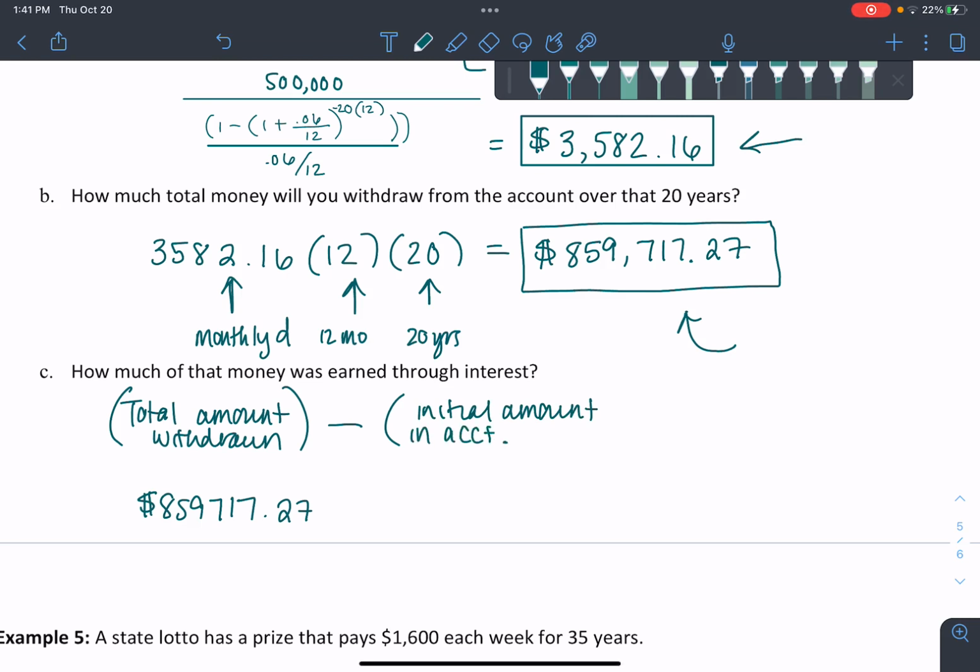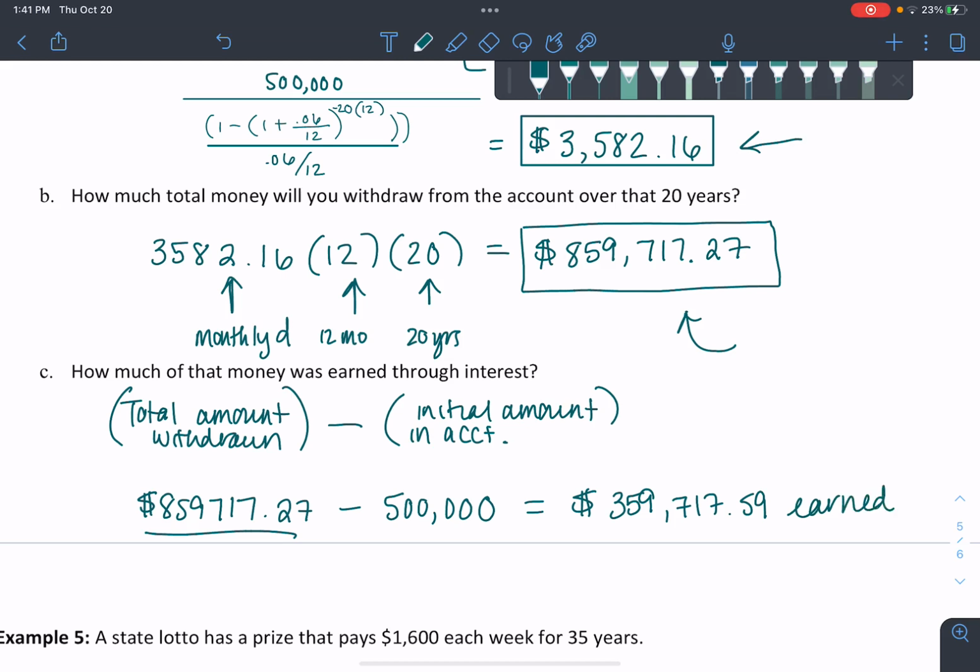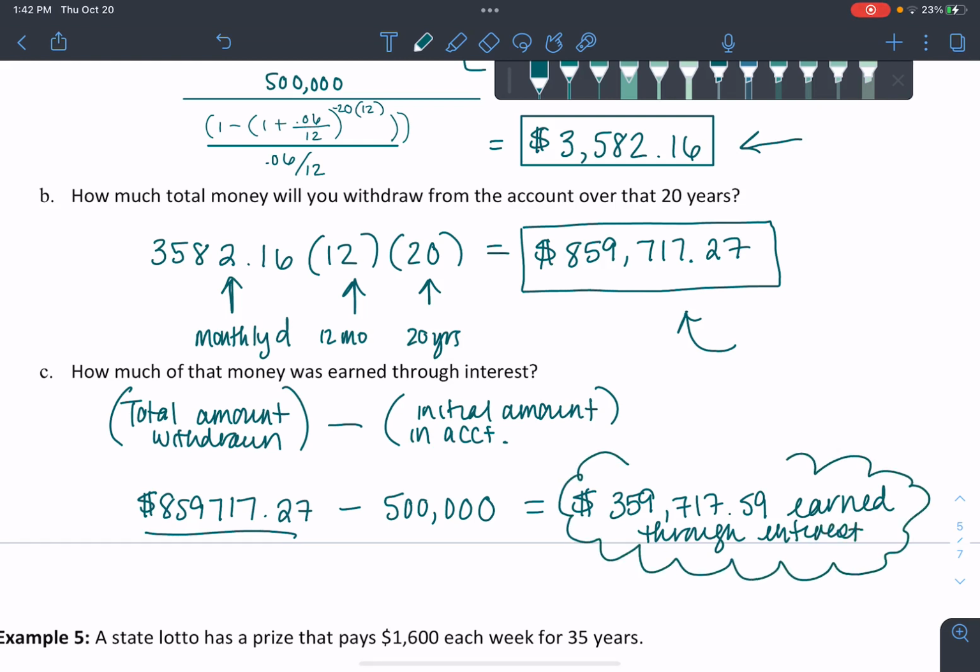Right? So the initial amount is what was in there at the beginning, which was the 500,000. So if you take what you pulled out minus what was in there in the beginning, that's how much was earned through interest. So that means $359,717.59 was earned through interest. Wow. Talk about how awesome is that.